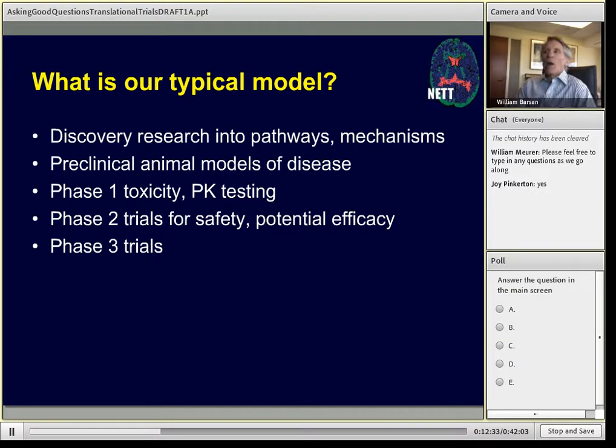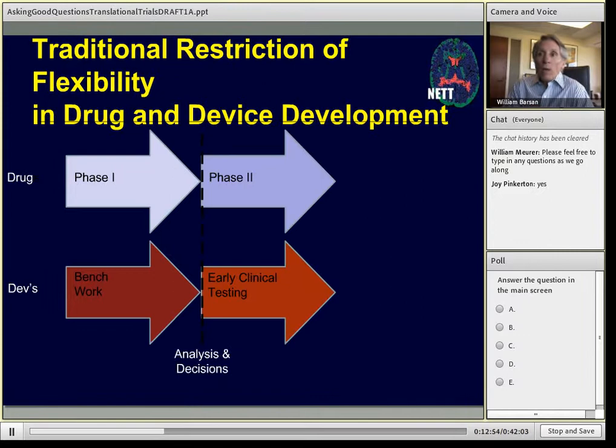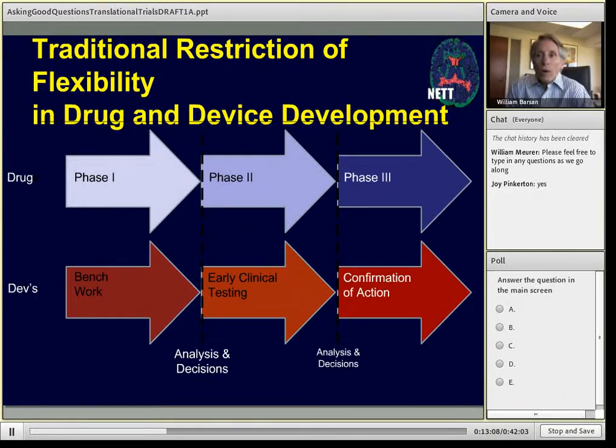So what's our typical model? What do we usually do? If we're looking at drug discovery and how drugs and devices move through a pattern when we're trying to figure out what works. Initially we've got discovery research into pathways, mechanisms, looking at what receptors are activated by what. And then we've got preclinical animal models of disease. You've got the thread occlusion stroke model, different things like that you might use that you think mimic the clinical condition. And then when we get to people, we do phase 1 testing for toxicity and pharmacokinetics. We do phase 2 trials for safety and, quote, potential efficacy, and then phase 3 trials.